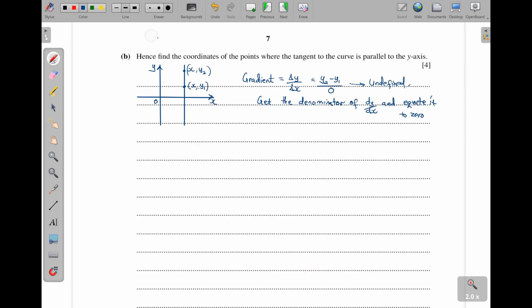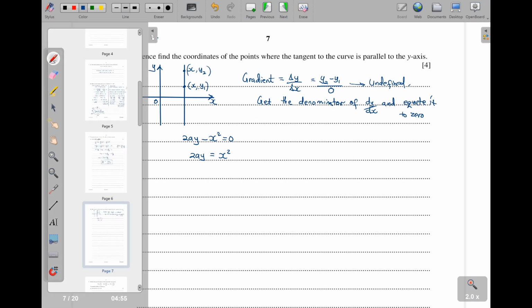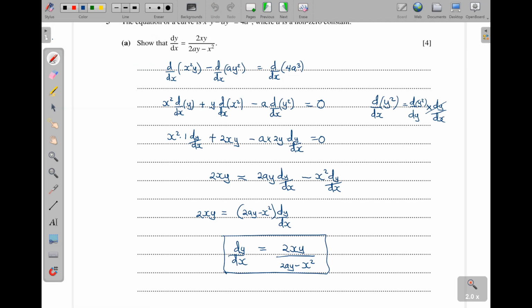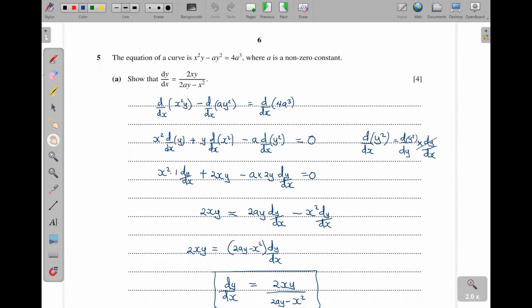So we shall get 2ay minus x squared is equal to 0, meaning 2ay is equal to x squared. I can express y in terms of x. So when I express y, let's check again. I'm supposed to substitute into the equation which was given for the curve.